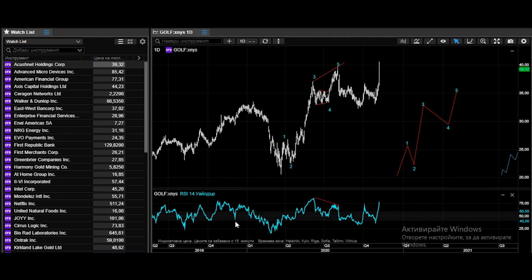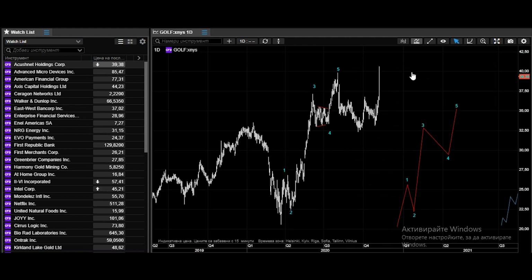Divergence is also formed in the correcting waves, so it's important to first see the impulse structure of the chart and then to confirm our interpretation with an indicator.